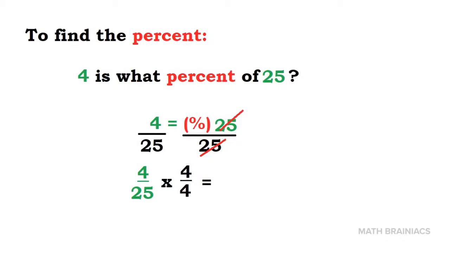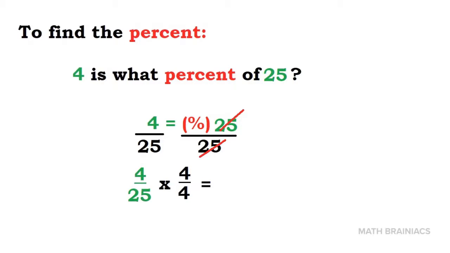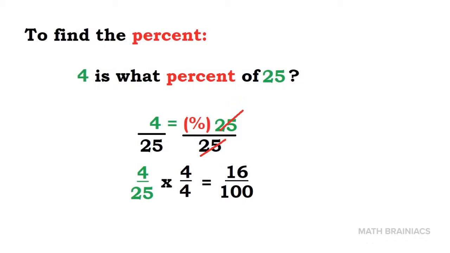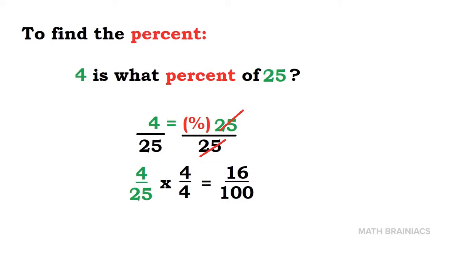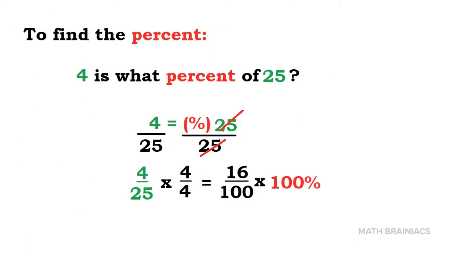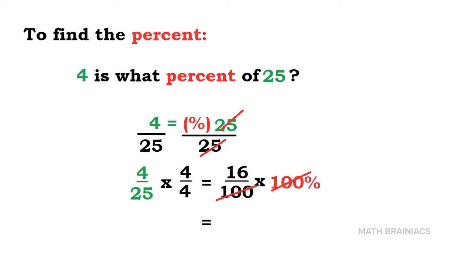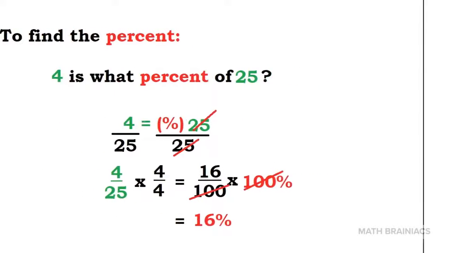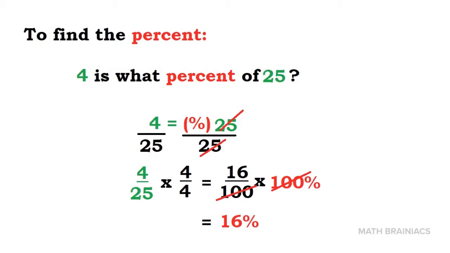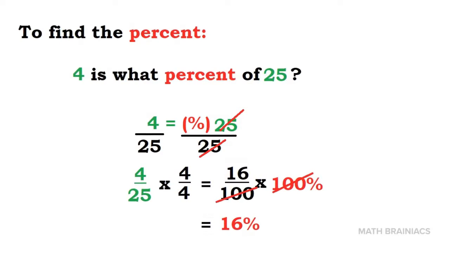I want you to take note that whenever we have a fraction, our target is to make the denominator equivalent to 100 to get the percent. That is why we're going to multiply 4 over 25 by 4 over 4. And it will give us 16 over 100. 4 times 4 is 16 and 25 times 4 is 100. Once we have the 100 in the denominator, we can multiply it by 100%. And we can simply cancel out 100. Subsequently, it will give us 16%. Therefore, 4 is 16% of 25.